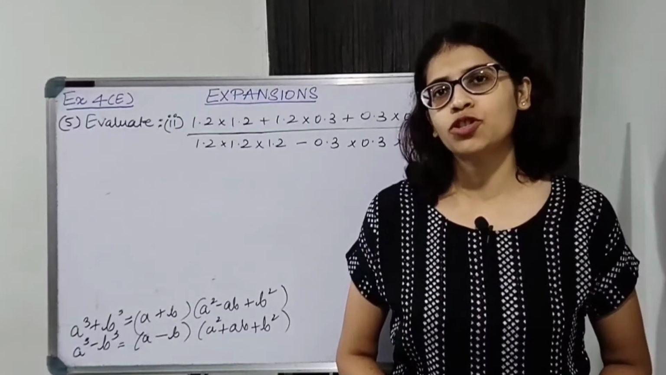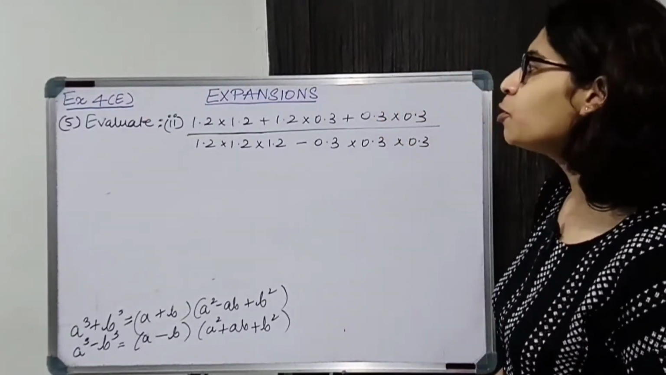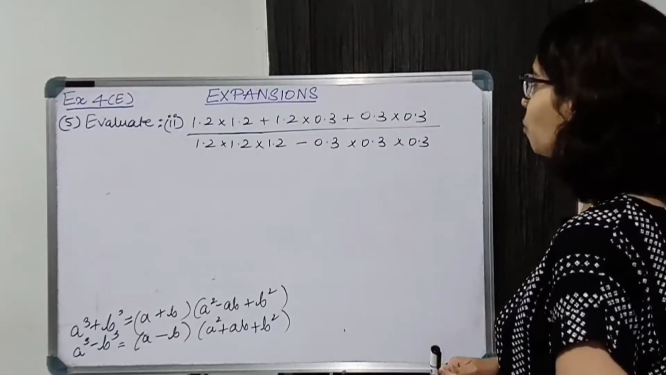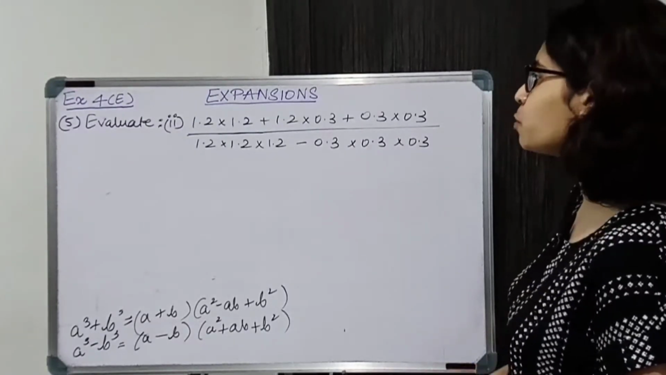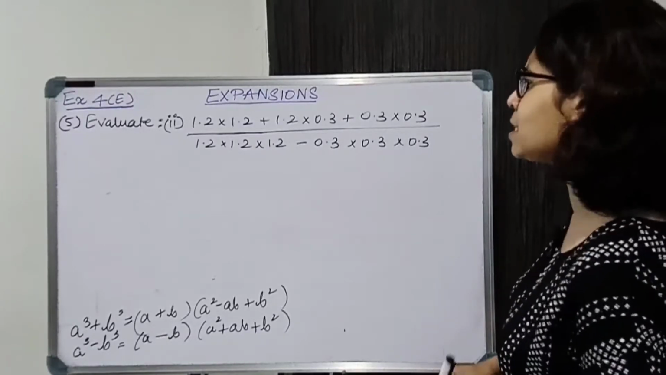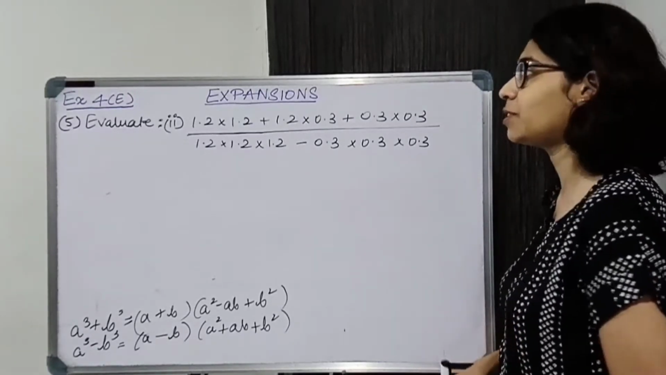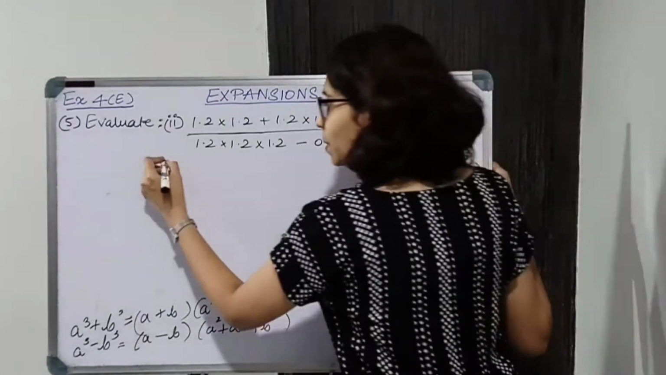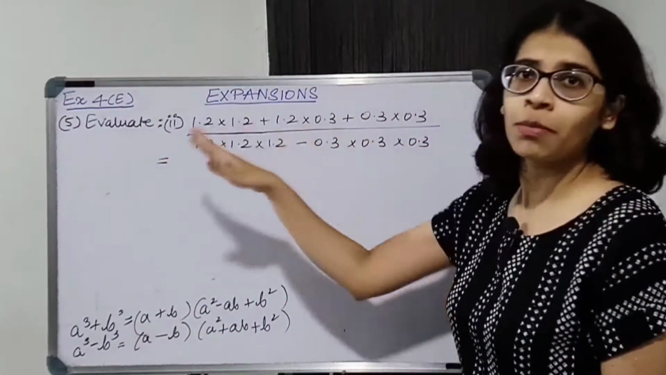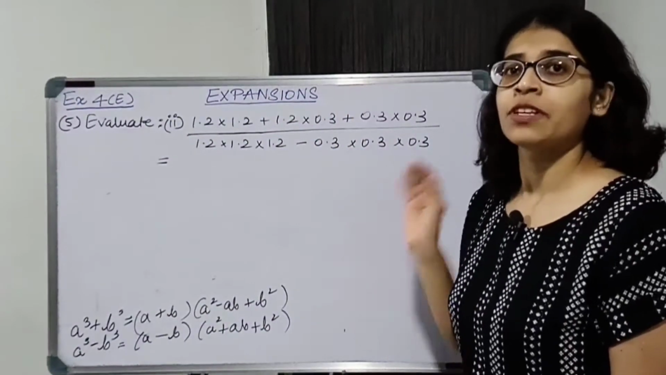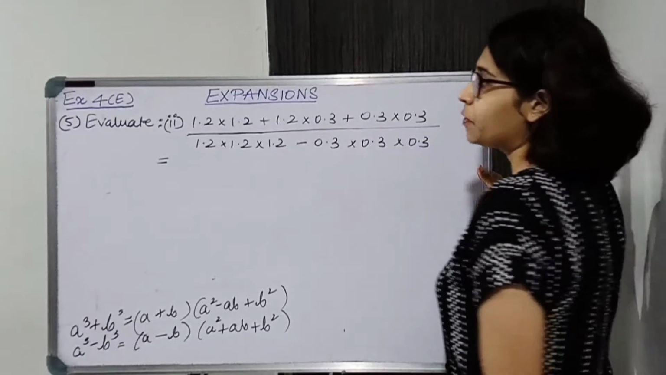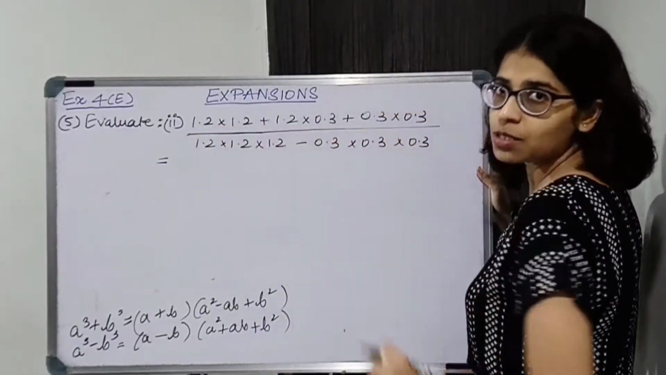Coming to sub question 2, we have (1.2 into 1.2 plus 1.2 into 0.3 plus 0.3 into 0.3) the whole upon (1.2 into 1.2 into 1.2 minus 0.3 into 0.3 into 0.3). Again, this is very easy. Now please don't solve this. Okay, don't multiply the numbers. Actually we'll be using the identity over here. Now which identity? First, let us express this in simpler form.